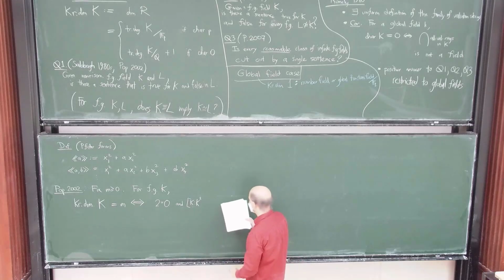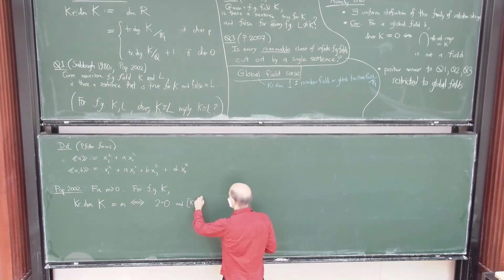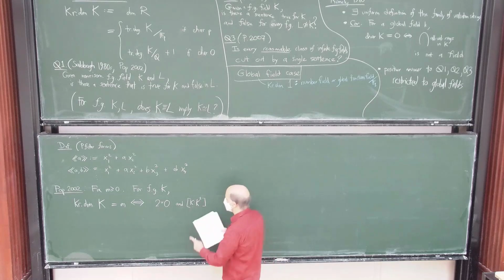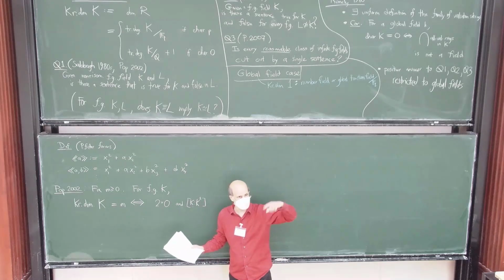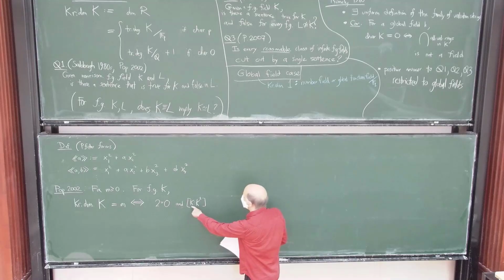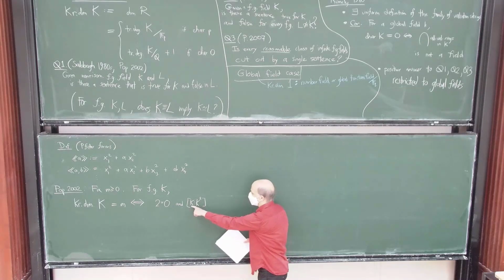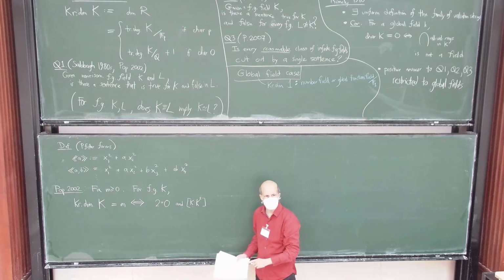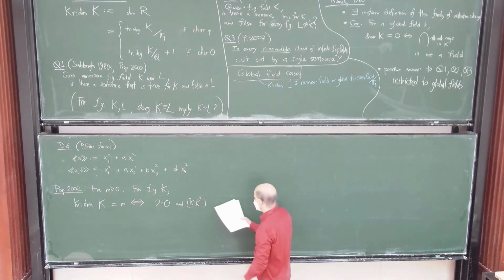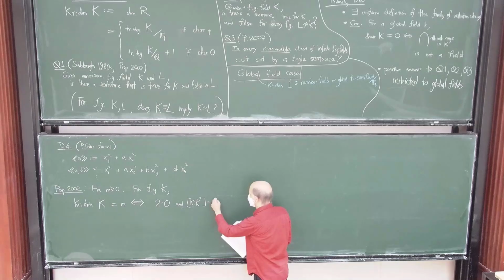If the characteristic is 2, then it's very easy to detect the Kronecker dimension, which is the same as detecting the transcendence degree. Because if you have a field K of transcendence degree m, and you look at the field degree of K over the subfield of squares, in other words, the image of Frobenius, then that will be equal to 2 to the m.